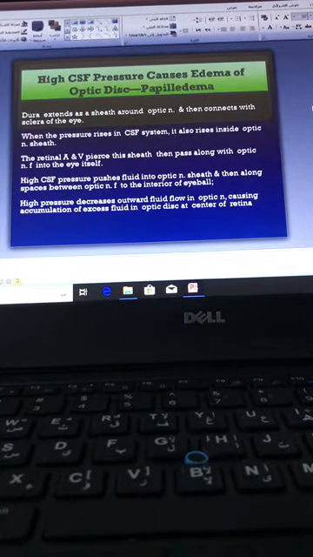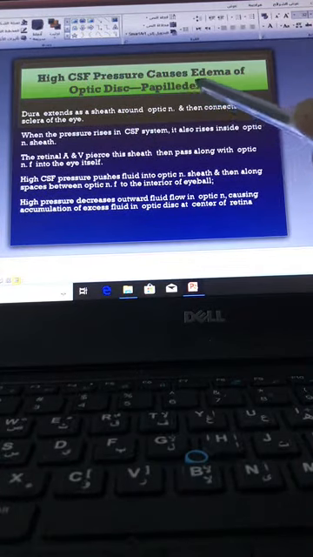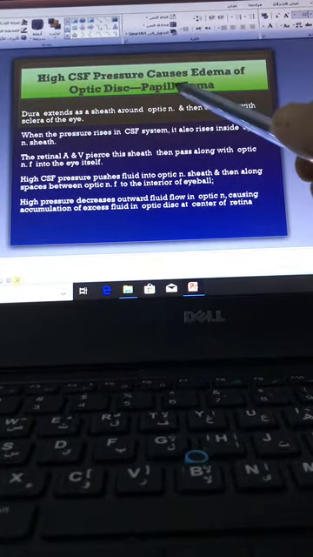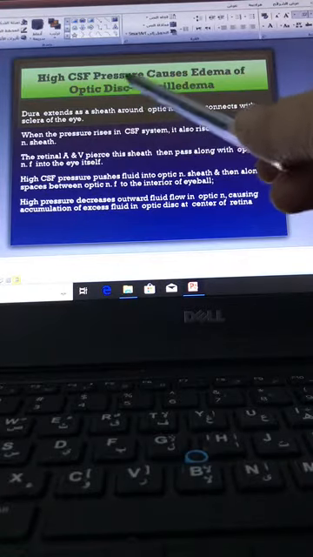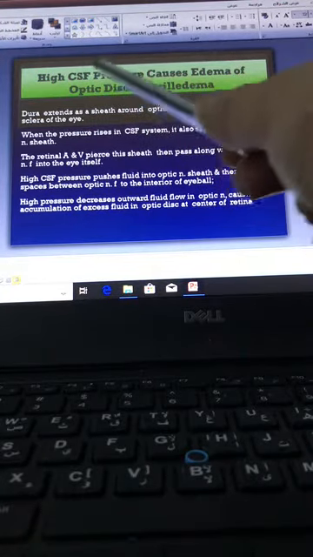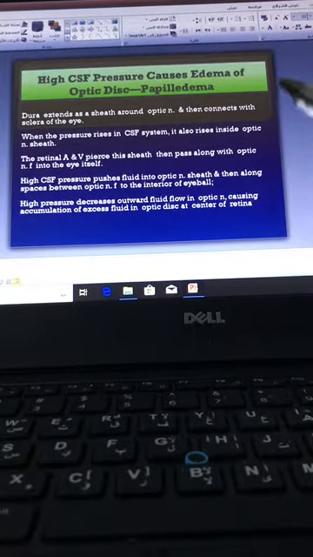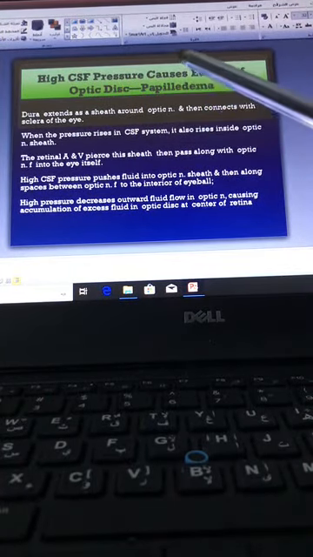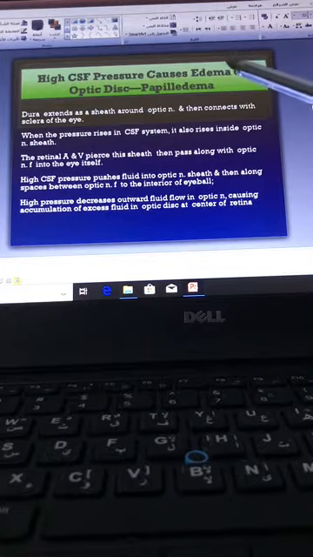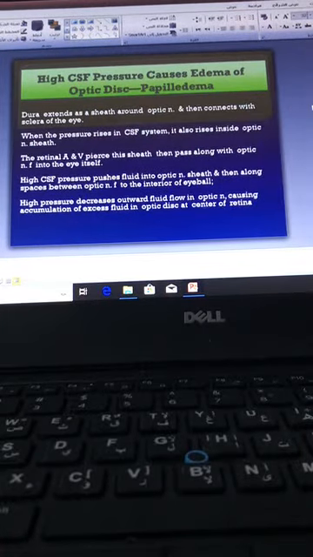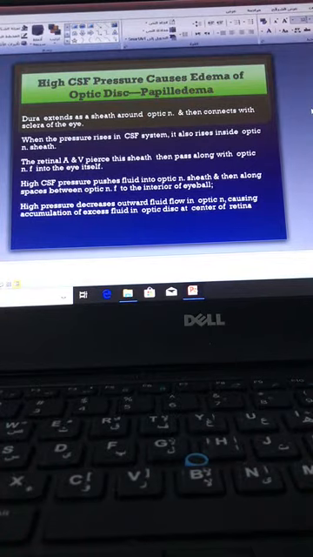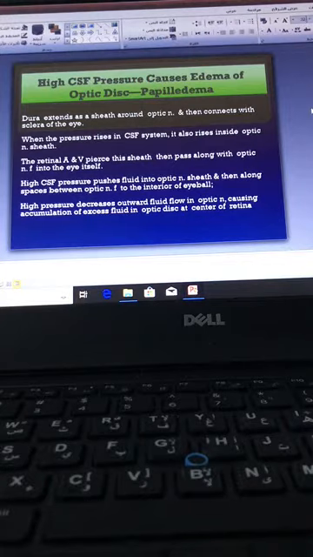High CSF pressure causes what we call papilledema, a term meaning edema of the head of the optic nerve, which we call the optic disc. Dura extends as a sheath around the optic nerve and then connects with the sclera of the eye. Of course, the dura mater, the outer layer of the meninges, continues with the optic nerve inward until it crosses the superior orbital fissure.